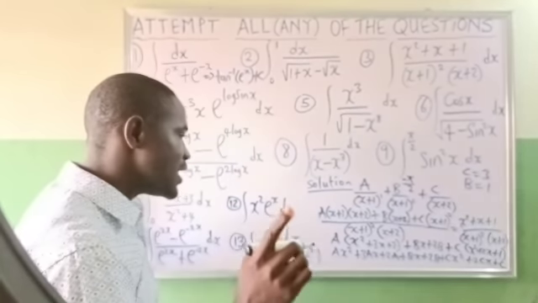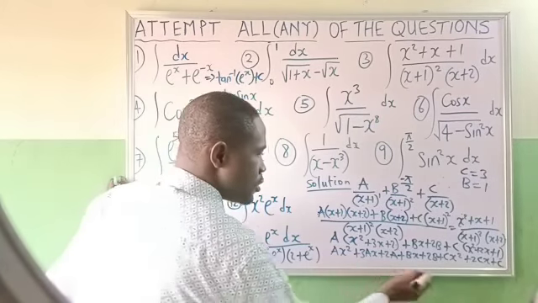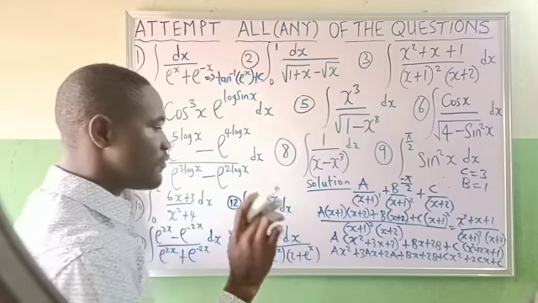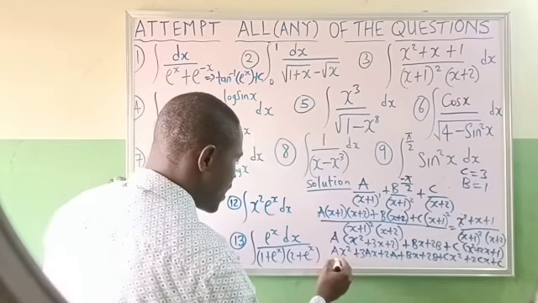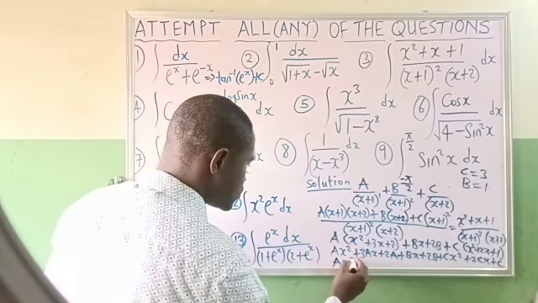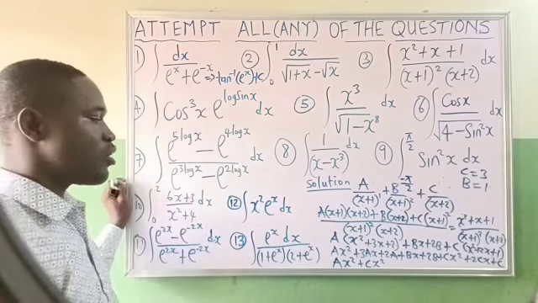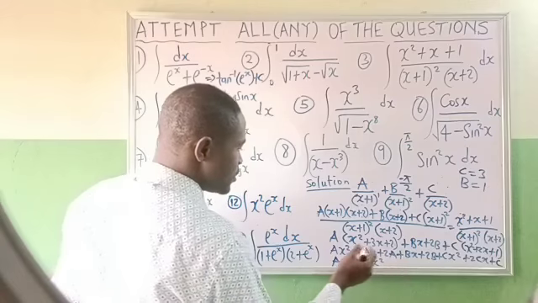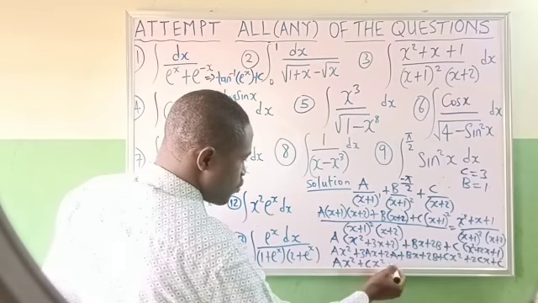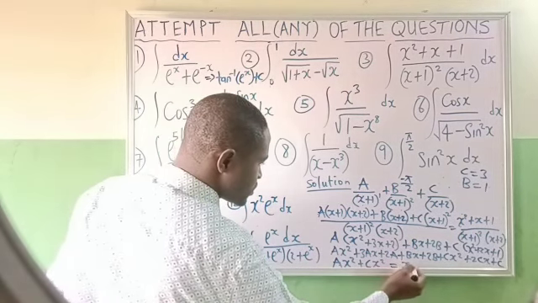Now our concern is to collect those that have power of x squared. We now say we have ax squared plus cx squared. They are the two that have power of x squared. We say this equates to what? x squared.